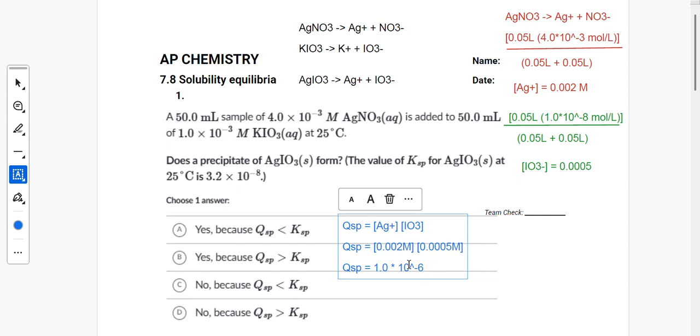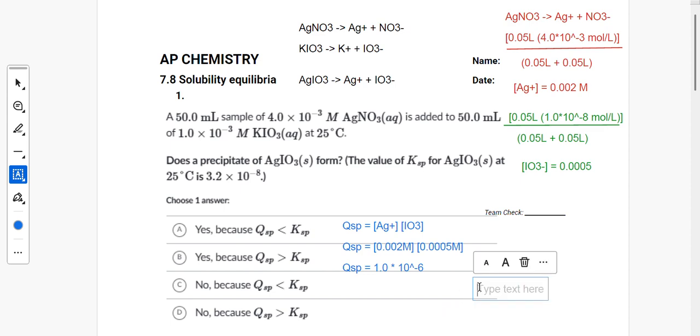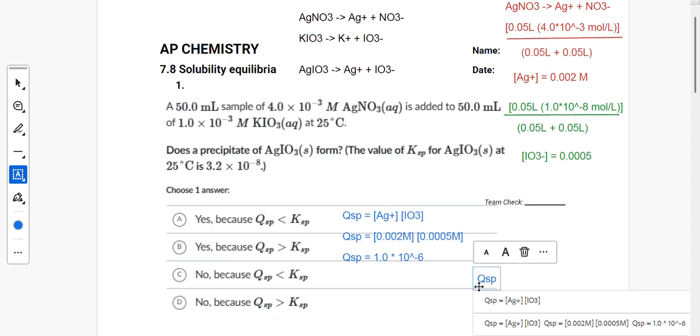As far as the units, it doesn't really matter. Now I just need to compare and ask, is Q greater than K? Is it less than K? So I've got something times 10 to the negative 6th or times 10 to the negative 8th. Which one of these numbers is bigger? The Q is going to be bigger. So Qsp is actually greater in this case than the Ksp is.